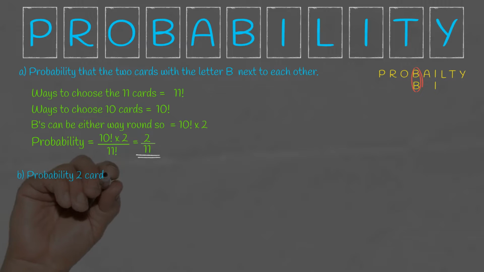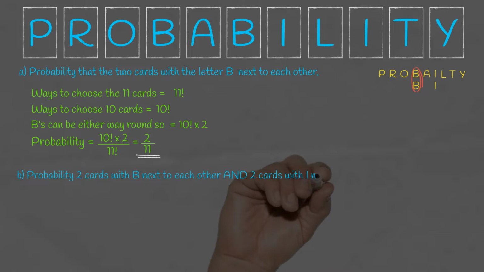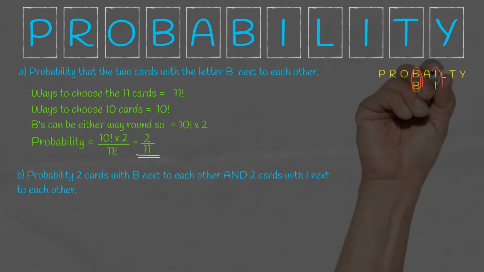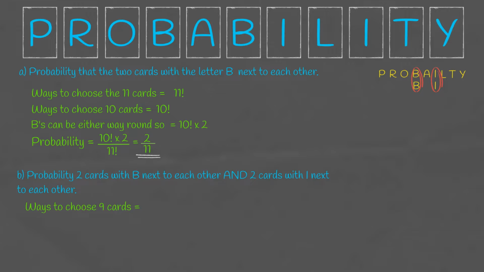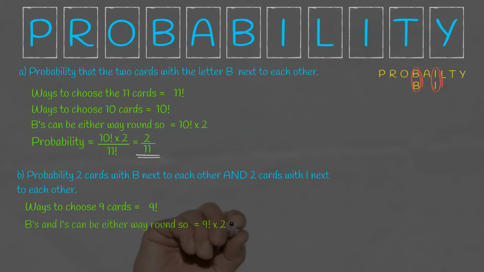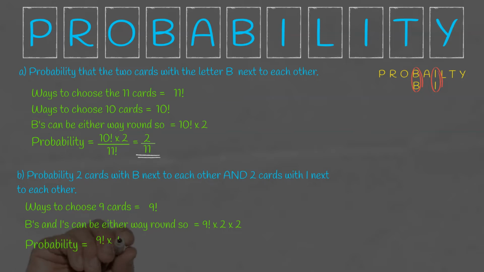Part B, we're asked to work out the probability that the two cards with the B are next to each other, but also the two cards with the I are next to each other. And to work this out, we group the I's together and treat them as one item. So we have effectively 9 cards to choose from. And the ways to choose those 9 cards is 9 factorial. However, as with the B's, you can also have the I's either way round. So we have to times 9 factorial by 2 for the B's and by 2 for the I's. So the probability is 9 factorial times by 4 divided by 11 factorial, which is equal to 2 over 55.